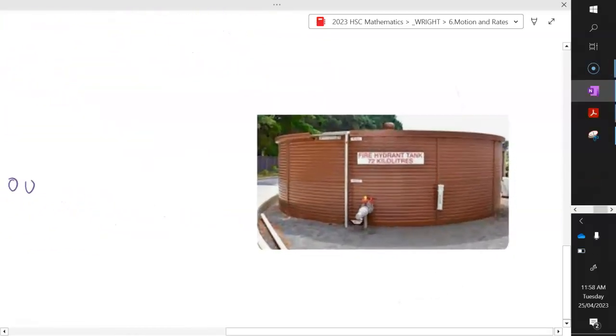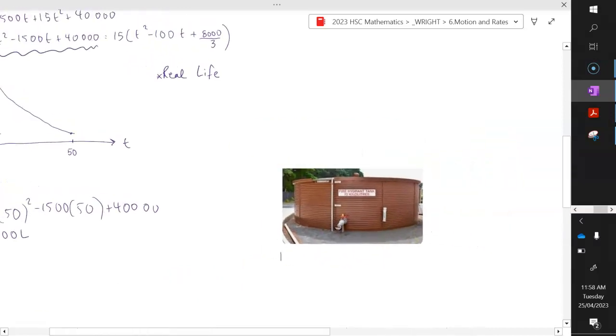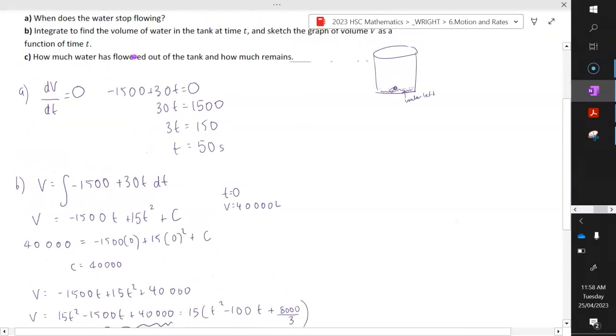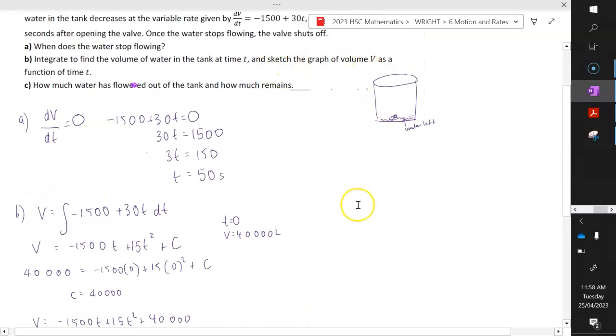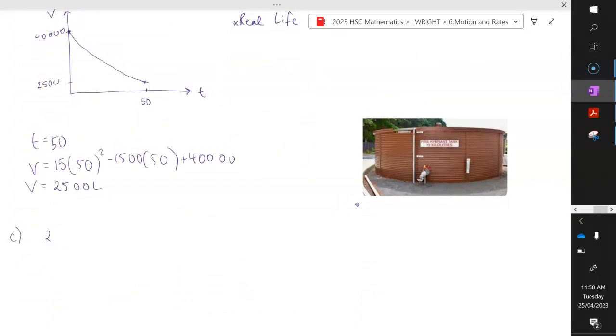Okay, and there's a picture of a tank that I've just popped out of Google, and that's what we're looking at. There's the large attachment at the bottom, and you're going to have some water below that, if that helps you visualize what's happened. Okay, so we're just about there. How much water has flowed out of the tank and how much remains? Well, we've pretty much answered that already. So we know that there's 2,500 litres remaining in that tank. We started off with 40,000 litres. There's still 2,500 litres in there. So what have we got? 37,500 litres has flowed out.